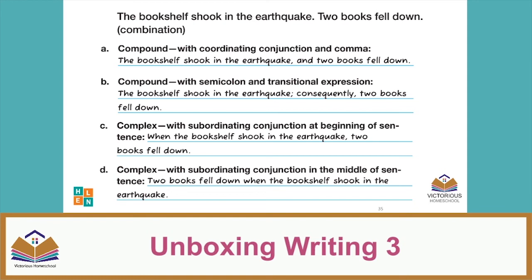You can also choose to write it as a complex sentence with subordinating conjunction at the beginning of the sentence. Say, when the bookshelf shook in the earthquake, comma, two books fell down. And for letter D, you can write it as a complex sentence with subordinating conjunction in the middle of the sentence. So, two books fell down when the bookshelf shook in the earthquake, where you don't need a comma. So see, there are two ideas there: the bookshelf shook in the earthquake, two books fell down. And you can write them in different ways. Style A, style B, style C, style D.